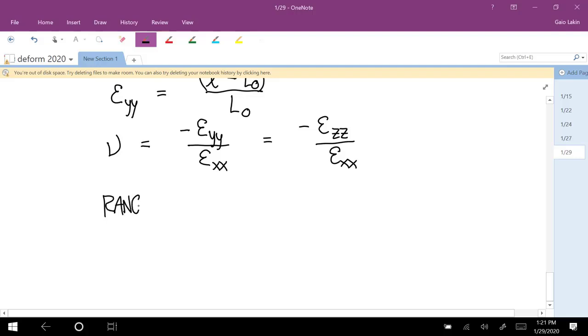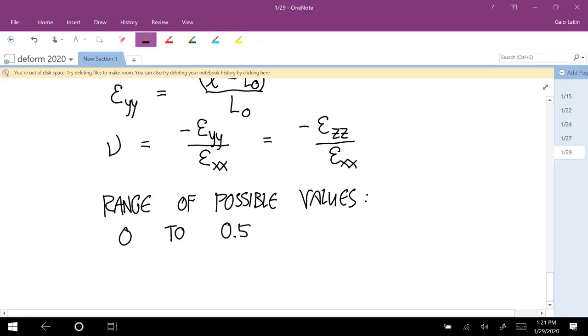So the range of possible values. I said for metals, it's usually somewhere around 0.3. The possible values for Poisson's ratio are 0 to 0.5. So 0 would be no off-axis contraction. And 0.5 would be that volume is conserved.